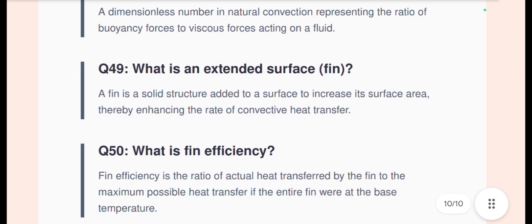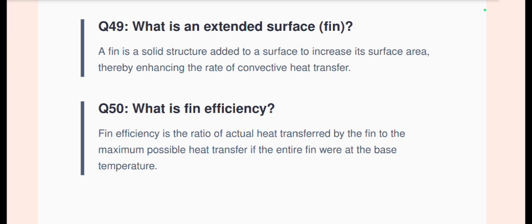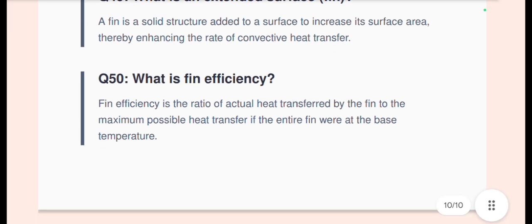49, what is an extended surface? A fin is a solid structure added to a surface to increase its surface area, enhancing the rate of convection heat transfer. 50, what is fin efficiency? Fin efficiency is the ratio of actual heat transferred by the fin to the maximum possible heat transfer if the entire fin were at the base temperature.